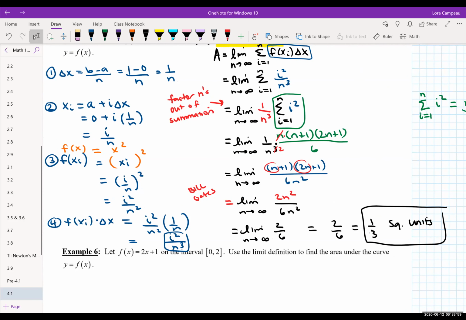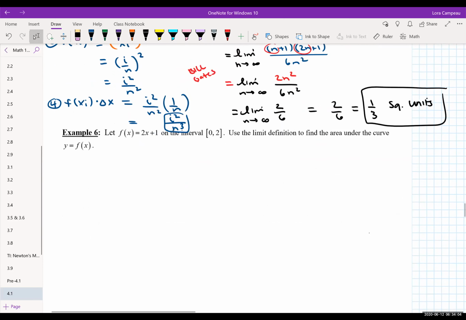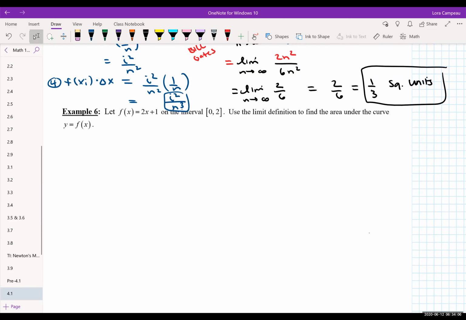So a little more excitement coming your way. We're going to move on to something a little more complicated. I know the functions themselves don't look terribly complicated, but the limit notation you end up getting could cause some issues. So we'll walk you through this. We're going to look at f of x equaling 2x plus 1, this time on the interval from 0 to 2. And once again, using the limit definition to find the area under the curve.